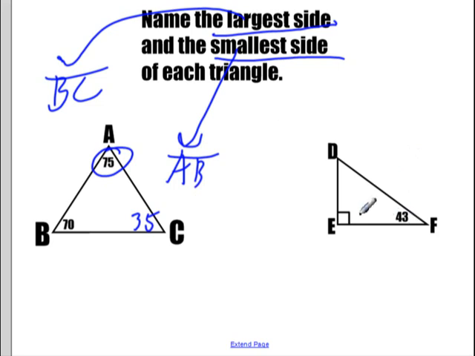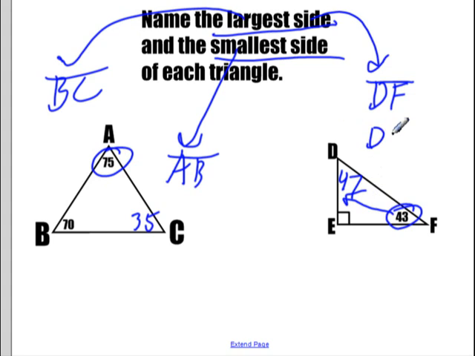Over here, that's 43, that's 90. Add them up, subtract from 180, and I get 47. So the largest side is the one opposite the 90, which is going to be DF. And the smallest side is going to be the one opposite the smallest angle. That angle is 43. The opposite side is segment DE. And so segment DE is going to be the smallest side of that triangle.